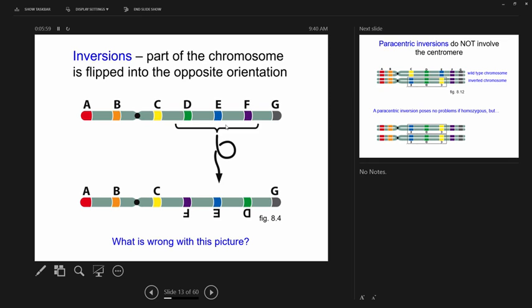So position effects are going to be important for inversions and for translocations.